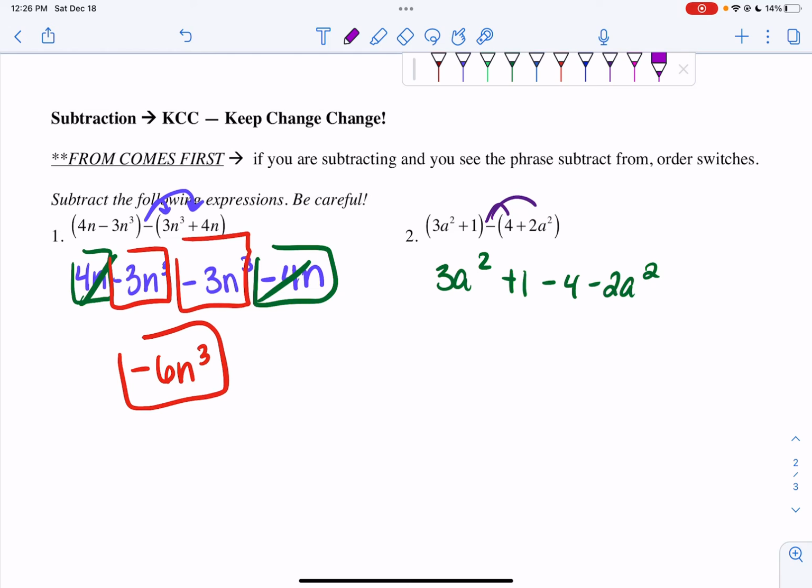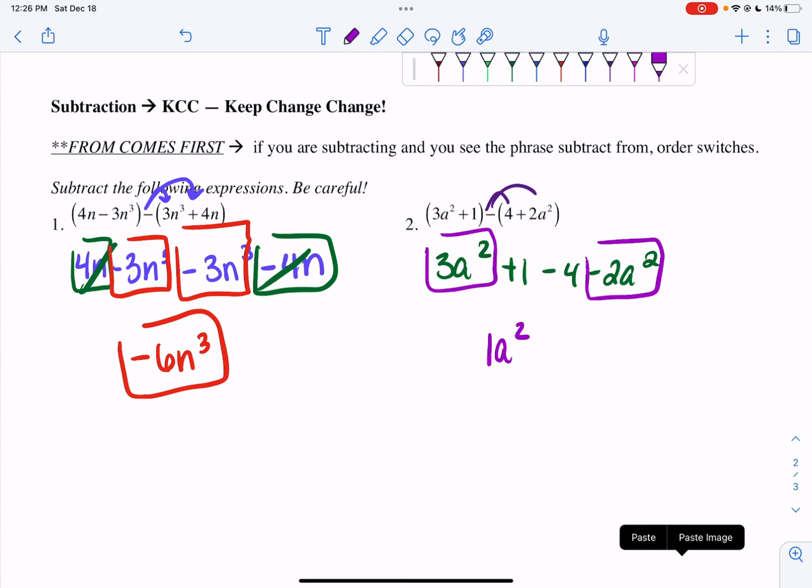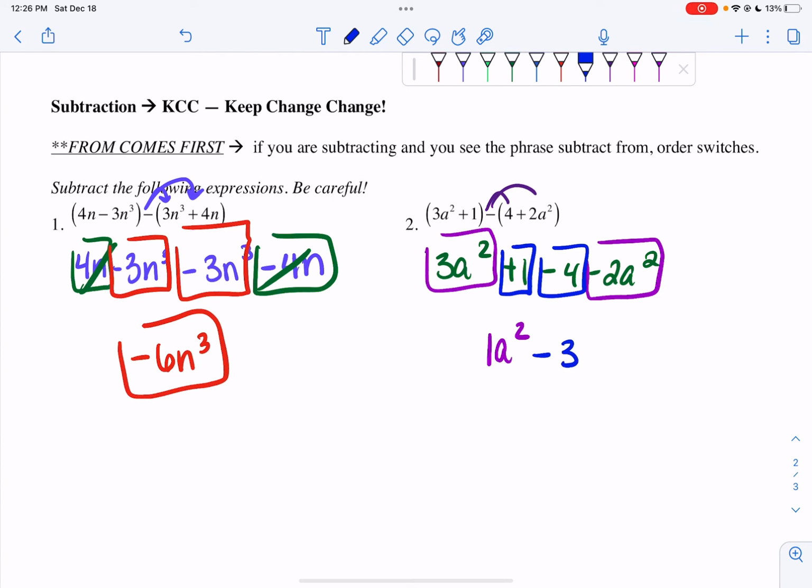Now I'm going to combine my like terms. 3a squared minus 2a squared is just 1a squared. And then I combine that 1 and negative 4. 1 minus 4 is minus 3. So my final answer is 1a squared minus 3.